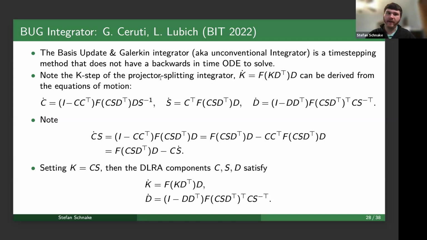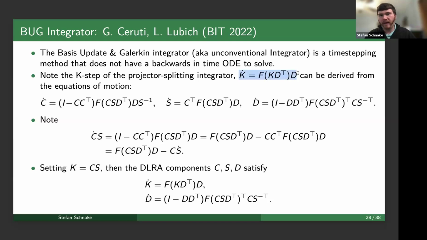This is a way of time stepping that has similar properties to the projector splitting integrator, but doesn't have the backwards in time solve. It still uses the KLS substeps as before. There's another way you can derive the K step from the projector splitting integrator, and this is essentially the methodology that the BUG integrator uses.